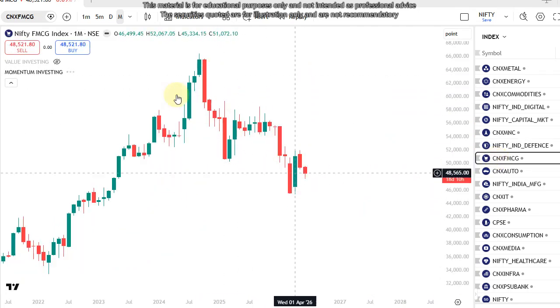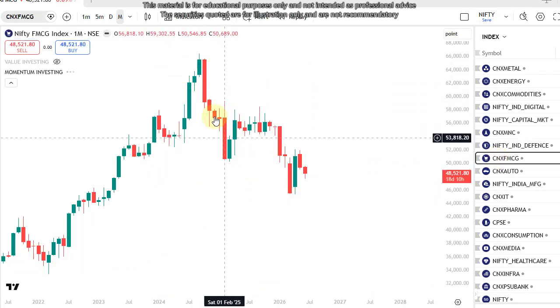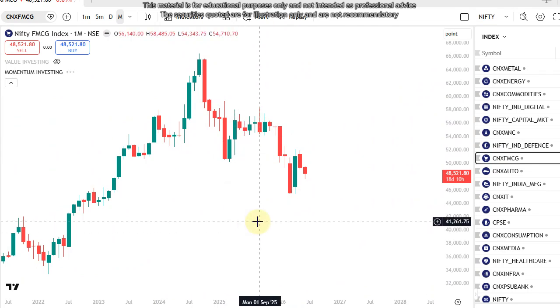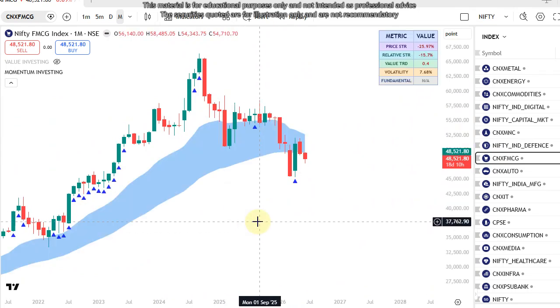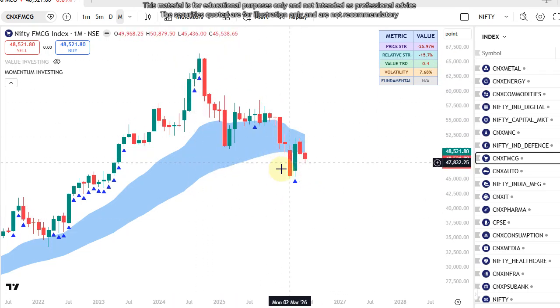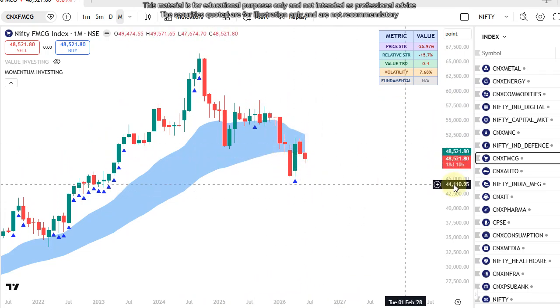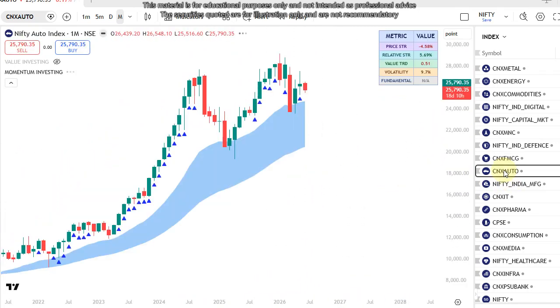FMCG, there is no momentum. See, so straight away avoid FMCG. We say that FMCG is an evergreen sector, but still there is no clear momentum. The price is also below the cloud and there is no continuous momentum, so we can avoid FMCG. The automobile sector is in momentum, but we got a fall due to the war situation.